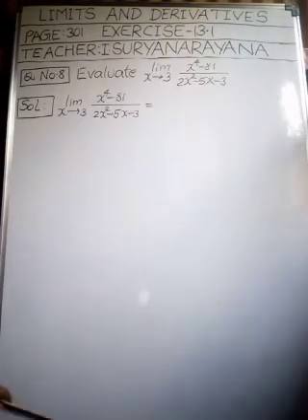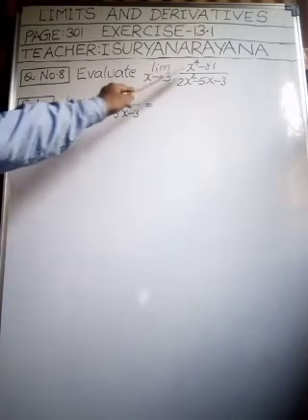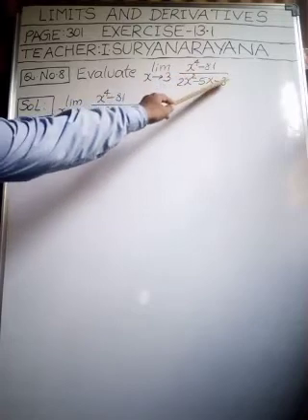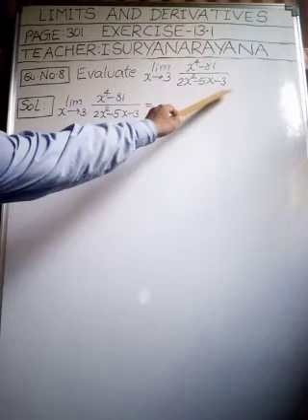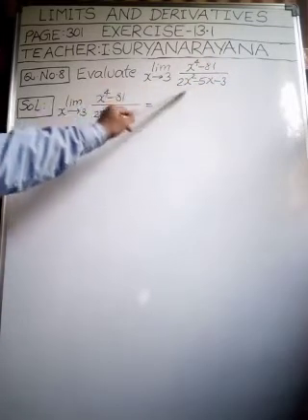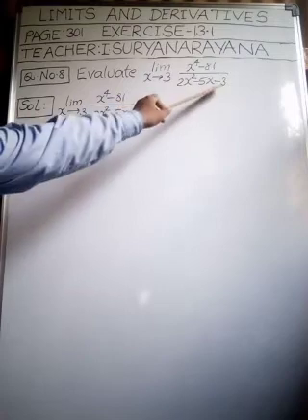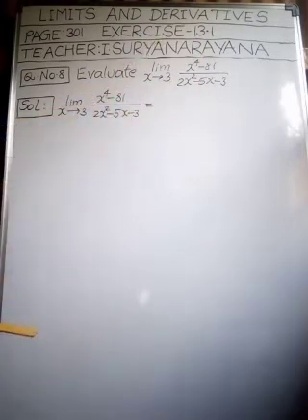Now come to the next question, that is question number 8. Evaluate as x tends to 3, limit of (x power 4 minus 81) whole divided by (2x square minus 5x minus 3). Okay, my children, understood this question? We have to find the limit of this function as x is approaching 3. Right. Come to the solution part.